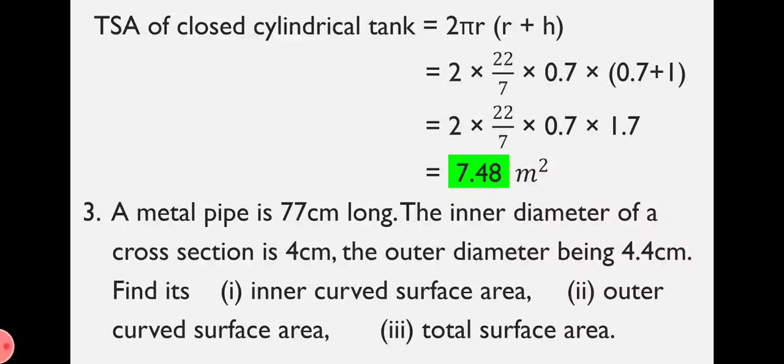In the question it is given that a metal pipe is 77 centimeter long, means the height of the cylinder will be here 77 centimeter. Now as for a pipe, we all have seen any type of pipe which we use either for supply of gas or water.